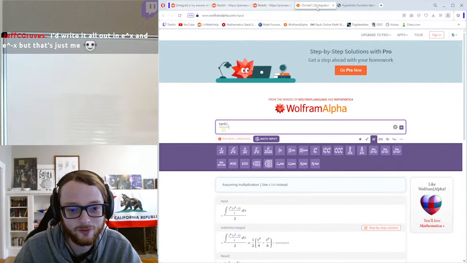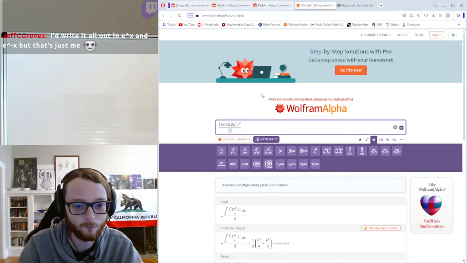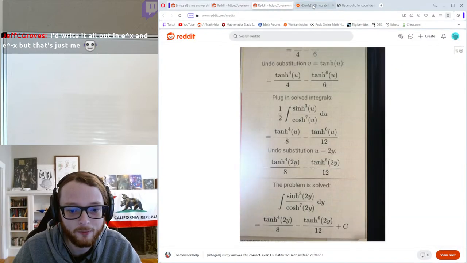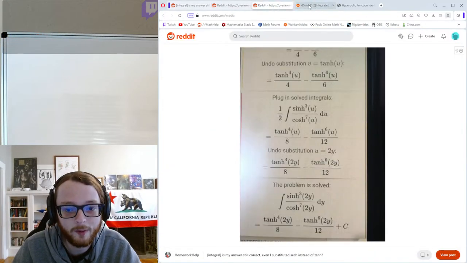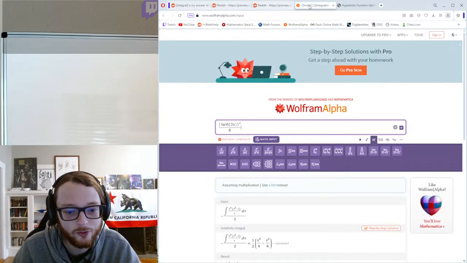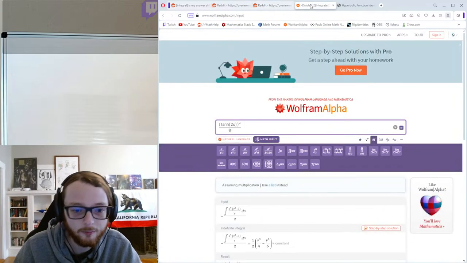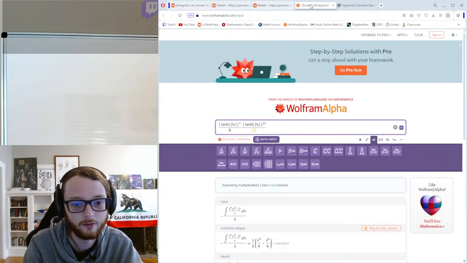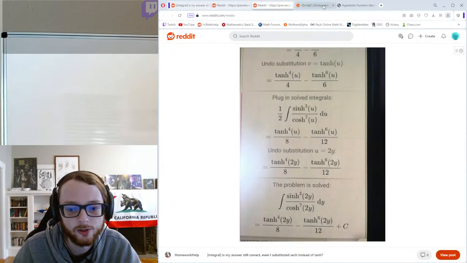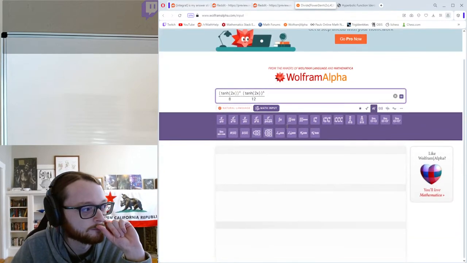Let's see. Tangent. And by write it all out in e to the x, I mean make Wolfram Alpha write it all in e to the x. So I hope Wolfram Alpha writes it all out in e to the x. Tangent to the fourth 2y over 8 minus hyperbolic tangent to the sixth over 12. All right, please give me exponential form.